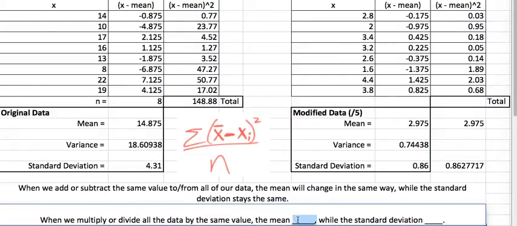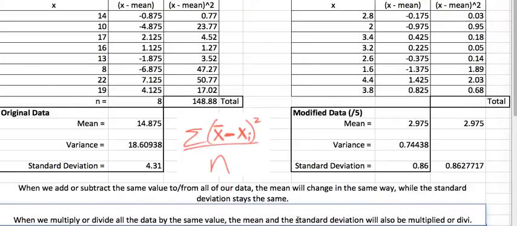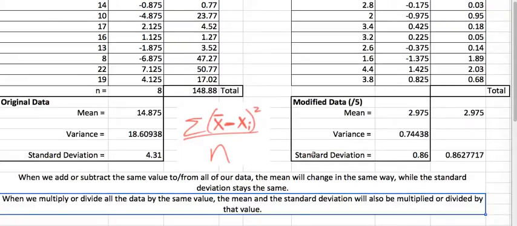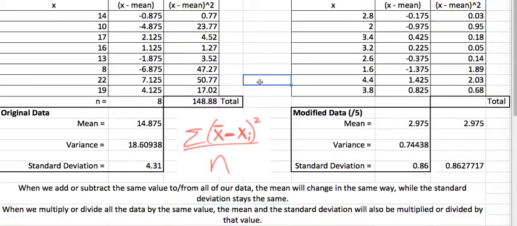So the rule we can come up with here is that when we multiply or divide all the data by the same value, the mean and the standard deviation will also be multiplied or divided by that value. Okay? So these are just some general rules here that we can come up with.